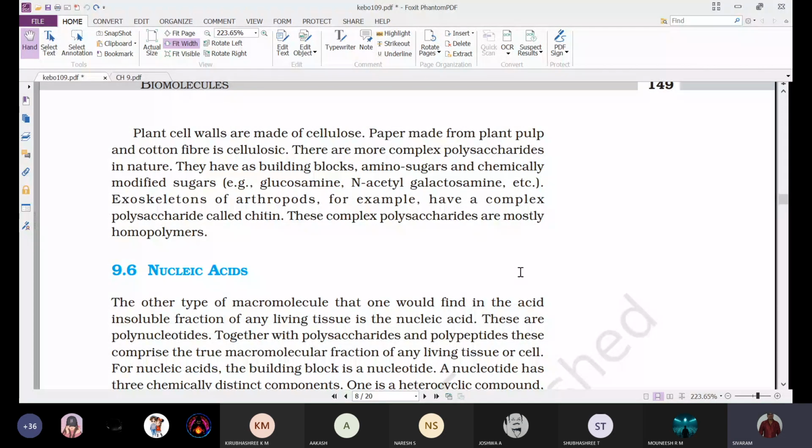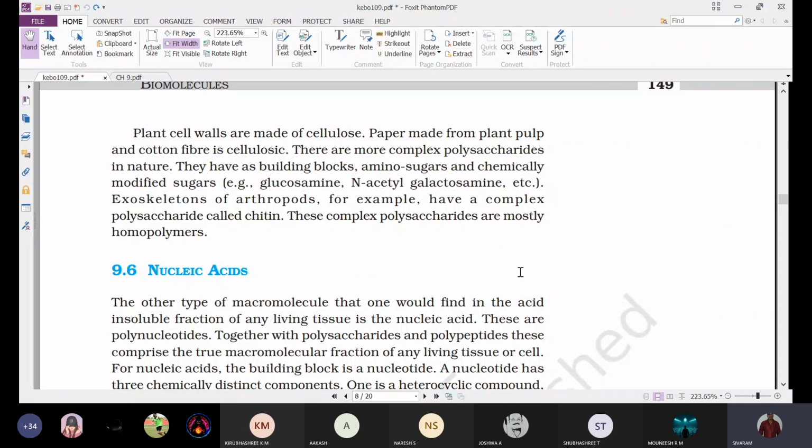Next, the exoskeletons of arthropods are made up of chitin. Chitin is a chemical substance with which the exoskeleton of arthropods or insects is made up. For example, they have a complex polysaccharide called chitin. The complex polysaccharides are mostly homopolymers.